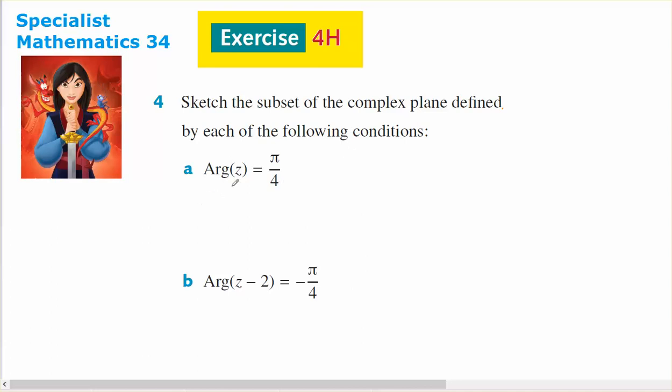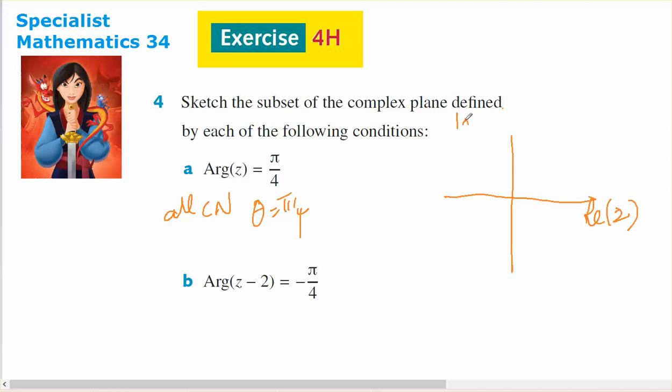Sketch the subset of the complex plane defined by the following conditions. Okay, so I want to sketch all of the z's whose argument equals pi on 4. So all complex numbers who have an angle of pi on 4. So if this is the real component of z and this is the imaginary component of z, so I've got an argand diagram, I want every complex number on that line there, except I don't want the origin. Okay, so that's the first one done.